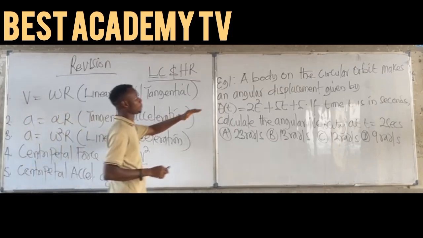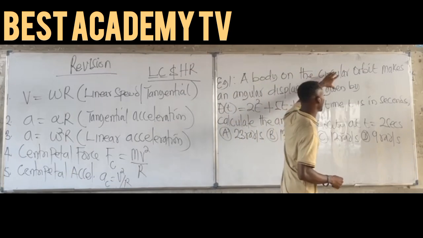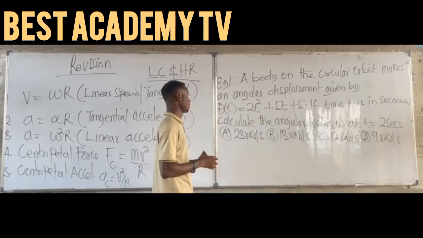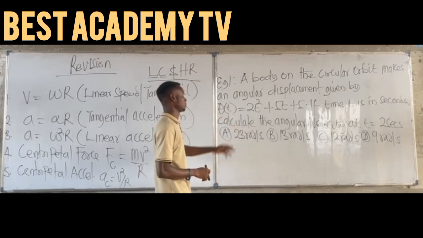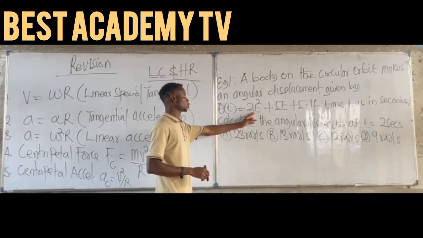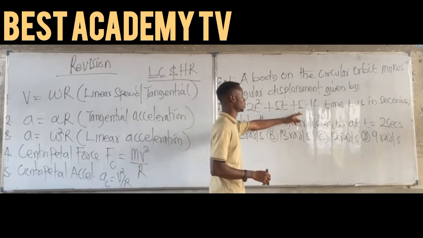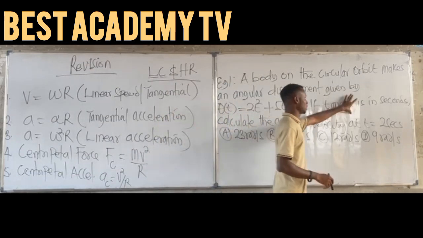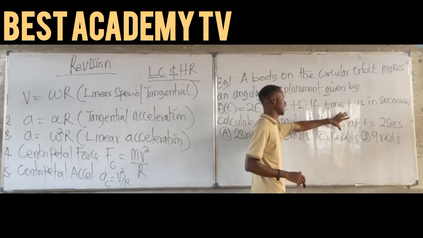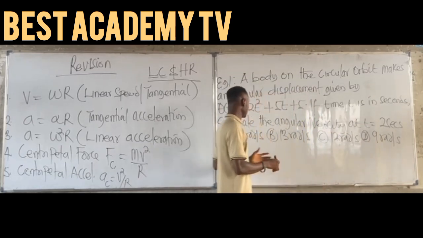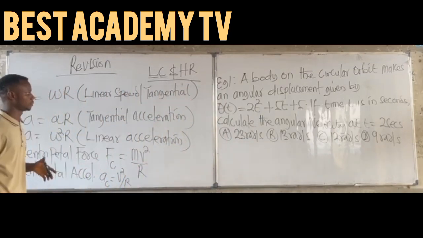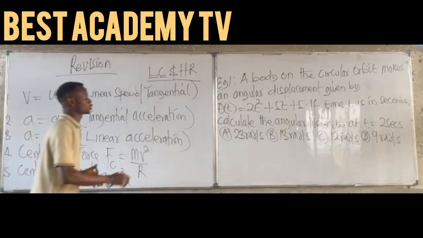They say a body on a circular orbit makes an angular displacement given by theta of t, that is a function of time, equal to 2t squared plus 5t plus 5. If time t is in seconds, calculate the angular velocity at t equal to 2 seconds. They gave us options here, so let's try to solve the equation to see if there is any option here. Please take note. Alright?